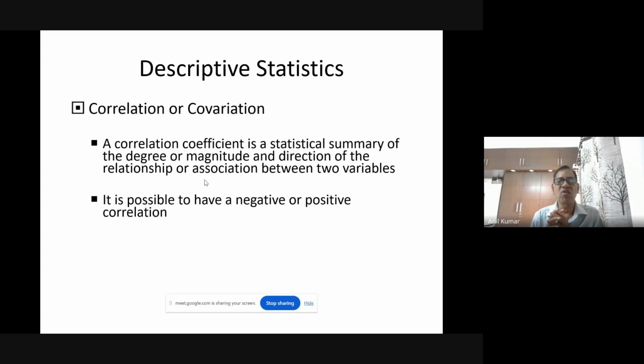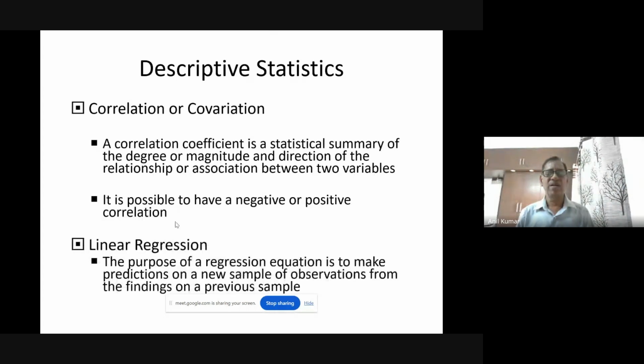So the correlation coefficient gives us a statistical summary about the magnitude as well as direction. Why do we say magnitude? Magnitude is quantity. Direction means positive or negative. So the coefficient of correlation can be positive, and negative also. Both things signify something different. There is negative correlation, there is positive correlation. I think all of you are well aware of that. It is possible to have negative or positive correlation.